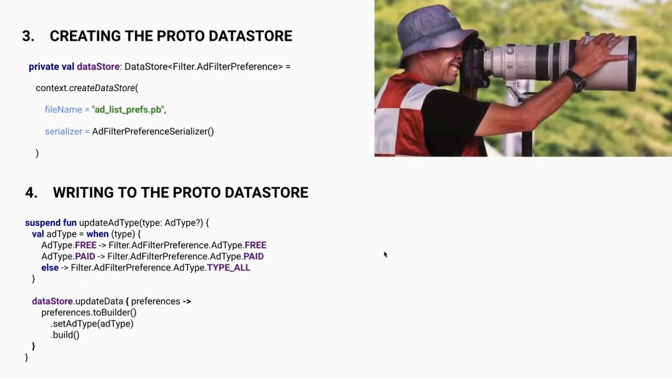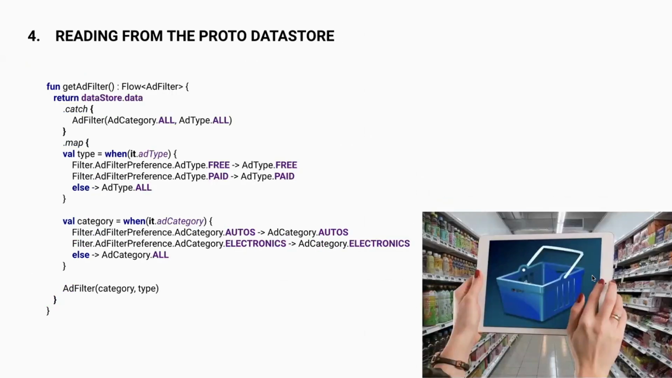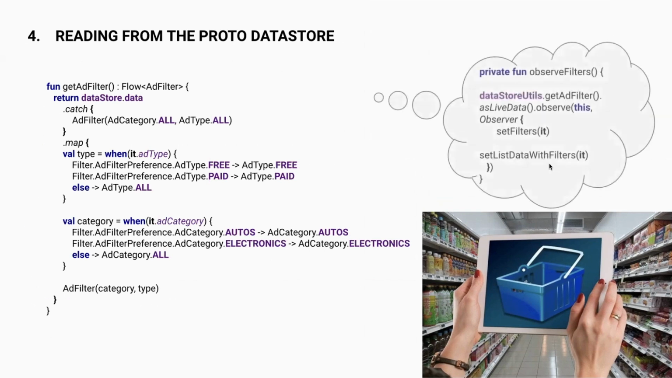Now when this file is created, you will see another file for proto buffer, which is add list preference.pb. This is the file structure that gets saved whenever there is a read or write operation. While reading from the consumer end, you again observe the flow. If there isn't any error, you can catch that, and you can also map it to your existing consumer behavior, so you can just apply those filters in your list. This is how you can read. The read operation is quite similar.